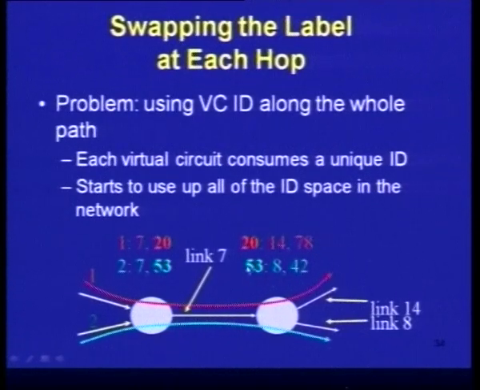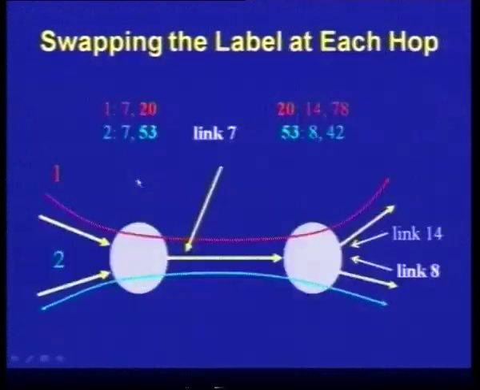So these virtual circuit identifiers are the ones which are actually helping us to identify that this belongs to a different virtual circuit and needs to be sent out on link 8 and not link 14. So this is the virtual circuit switching mechanism that is actually used.